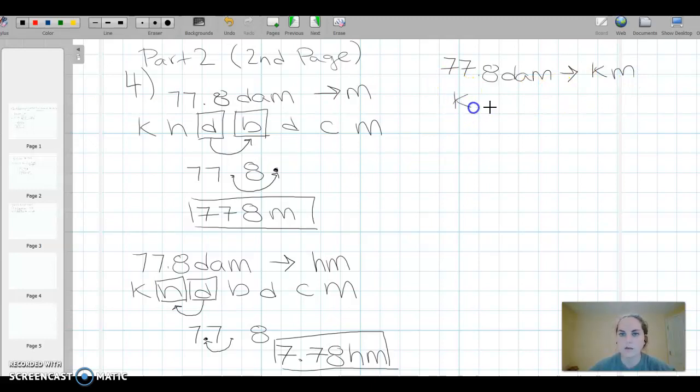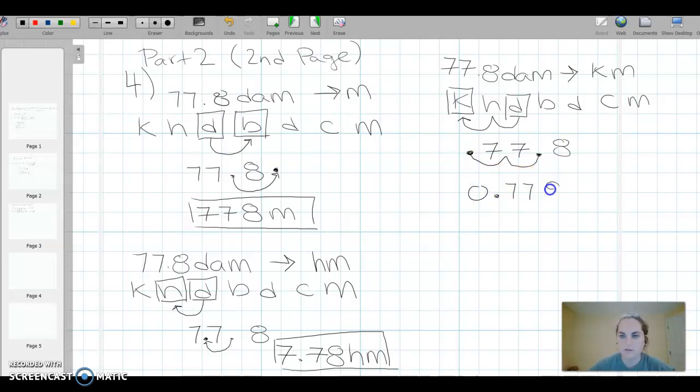All right, King Henry died by drinking chocolate milk. We have to recognize that we are starting in the decameter, and we want to get to kilometer. So how many spots? 1, 2, to the left. We rewrite our number, keeping the same decimal point space, and now we just move that decimal point to where it needs to be for our conversion. So we would have 0.778 kilometers.